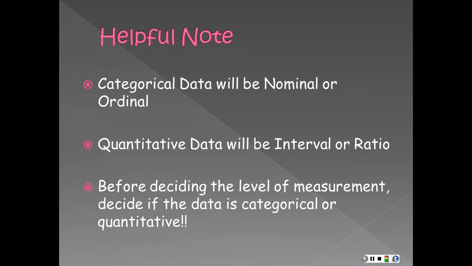So the first thing you can do if you're asked to determine the level of measurement, if you first decide if it's categorical or quantitative, then you can eliminate 2, because categorical data will always be nominal or ordinal. Quantitative data will always be interval or ratio. So usually it's easier to decide categorical and quantitative, and then you can eliminate 2 levels, and then you just have 2 more to pick from.